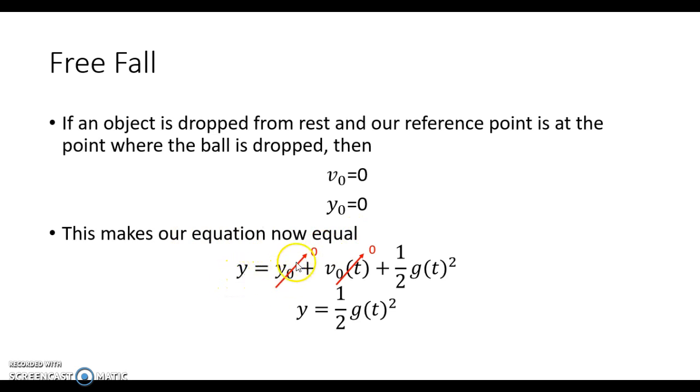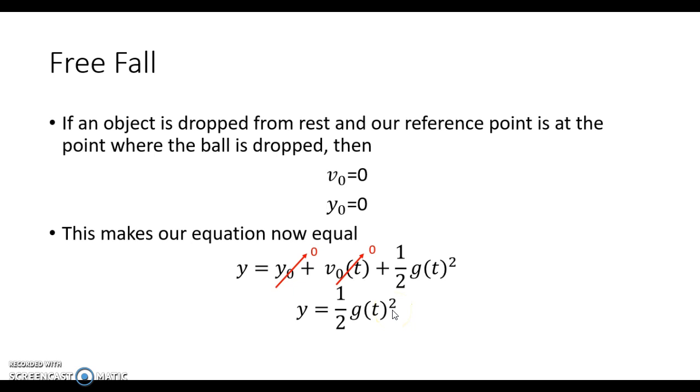You'll notice that this term in our equation goes to 0 as we indicated up here. And because v sub 0 is equal to 0, that makes this term go to 0, which leaves us with just an equation of y is equal to 1/2 gt squared.